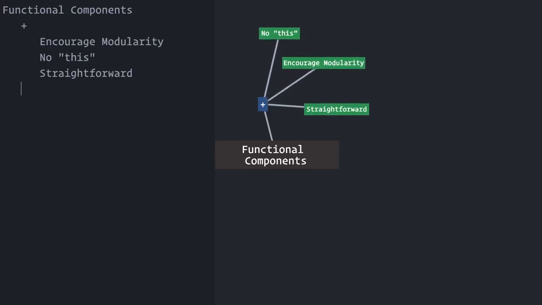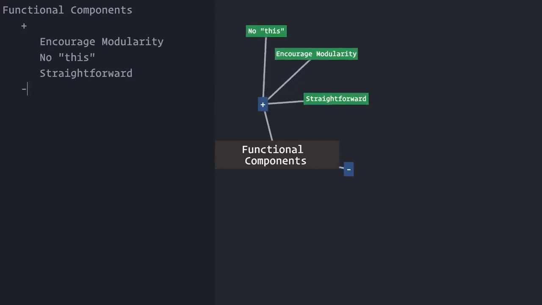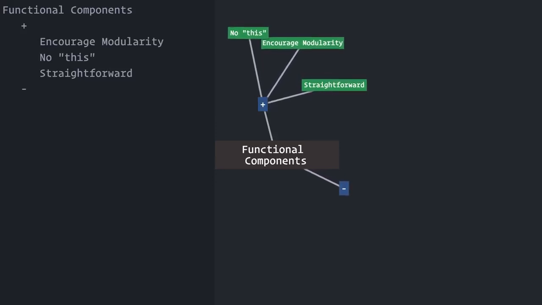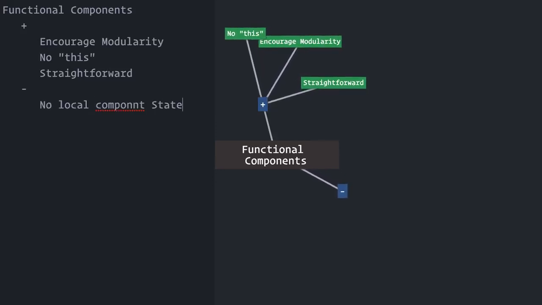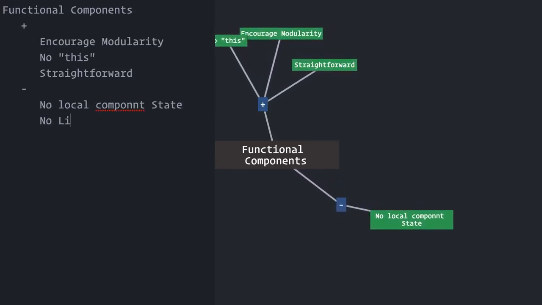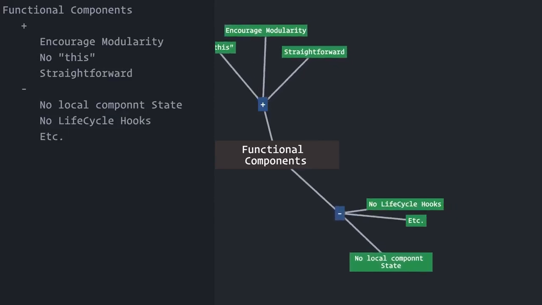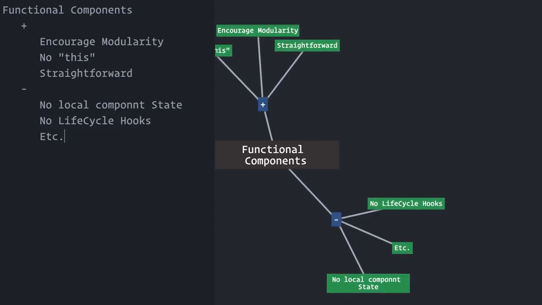That's simple. But this simplicity of functional components is also limiting sometimes. There is no local component state, no way you can hook into component lifecycles, and so on. If you're anything like me, you may have wondered at some point, man, I wish I could do everything using functional components. And that's where the Recompose library can help you.